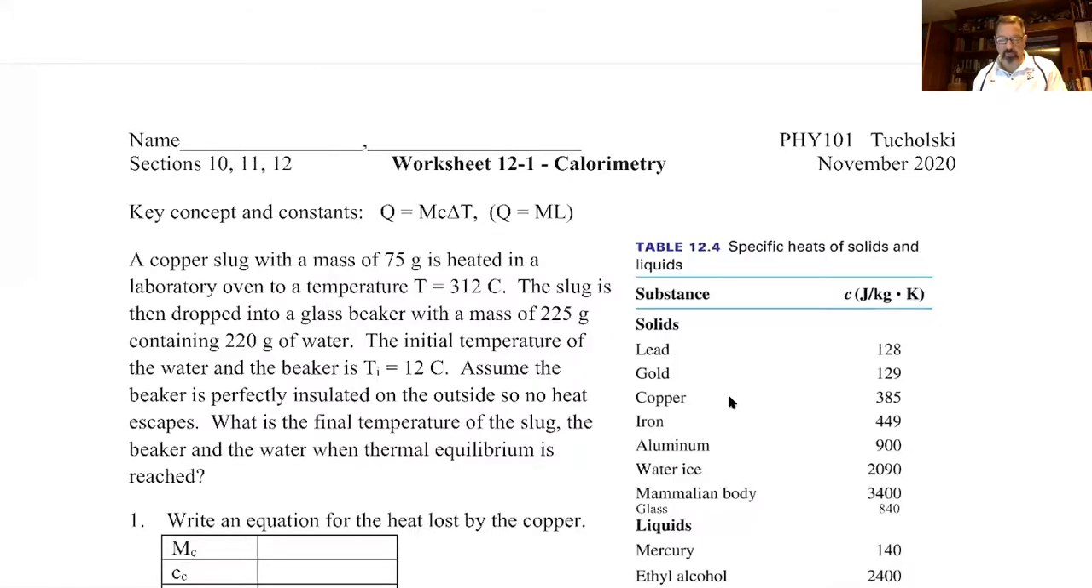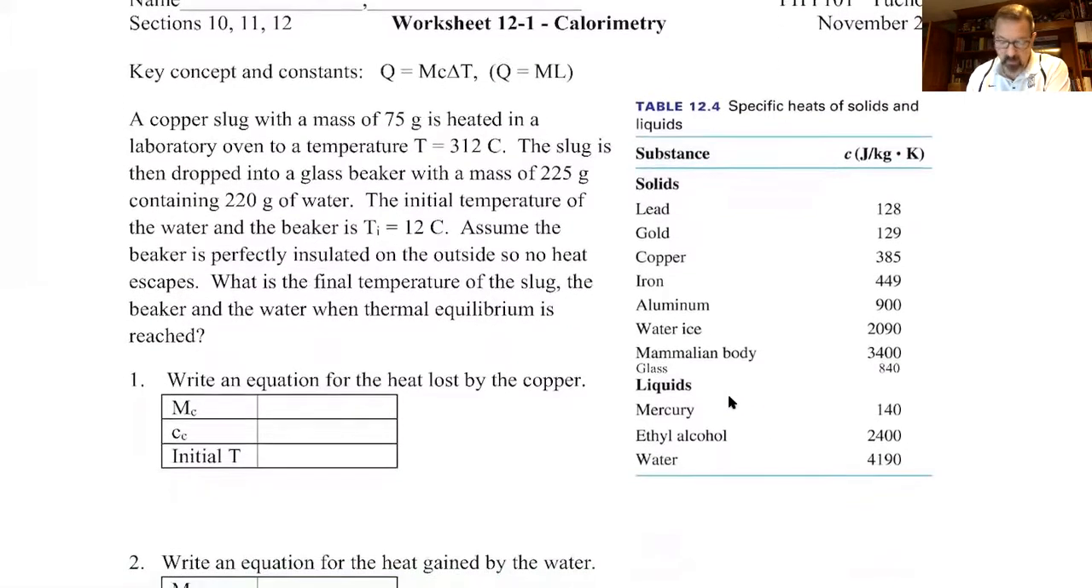I want to go over to my iPad, which has today's worksheet on it. And hopefully it'll do its thing. Screen mirror. All right, and hopefully you're seeing today's worksheet, which is 12.1 on calorimetry. And same table of specific heats that we showed just a moment ago in the PowerPoint. The one that I did have to add to do this problem is glass, because we needed a container. I looked it up in another textbook. 840 joules per kilogram Kelvin is the specific heat of glass.